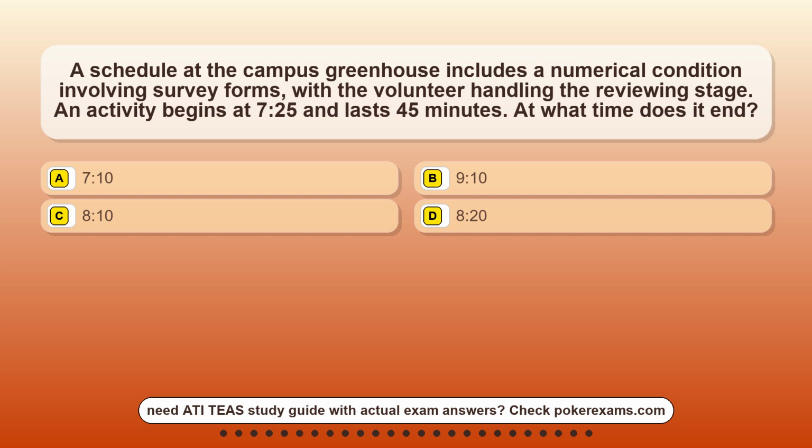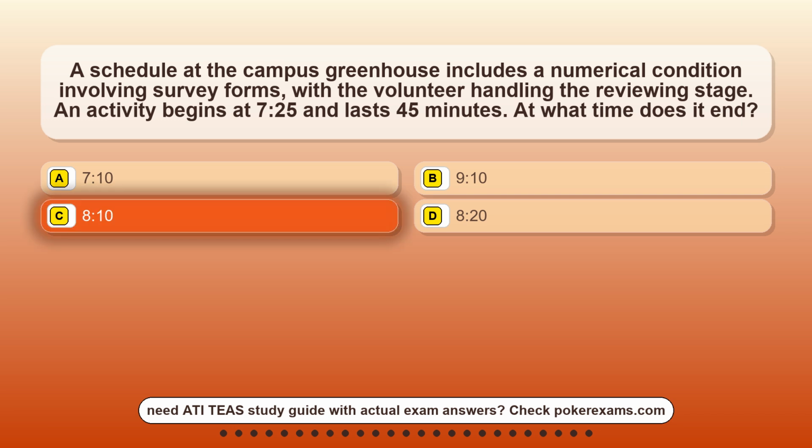A schedule at the campus greenhouse includes a numerical condition involving survey forms, with the volunteer handling the reviewing stage. An activity begins at 7:25 and lasts 45 minutes. At what time does it end? Option A, 7:10. Option B, 9:10. Option C, 8:10. Option D, 8:20. The correct answer is option C, 8:10.